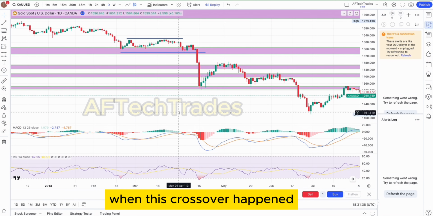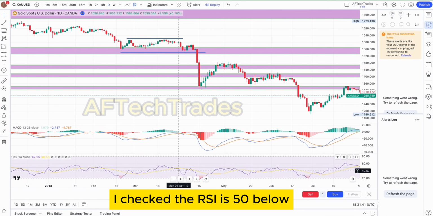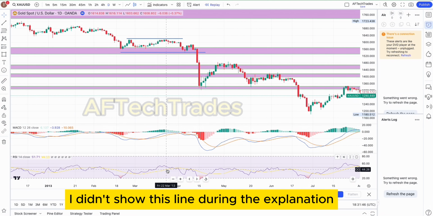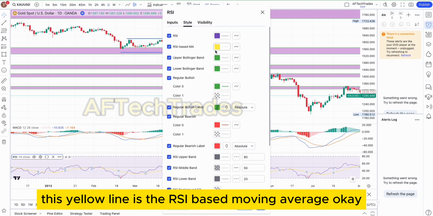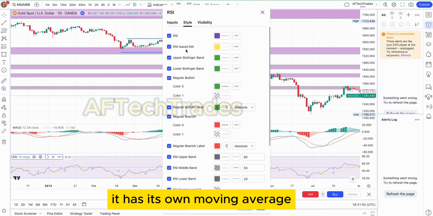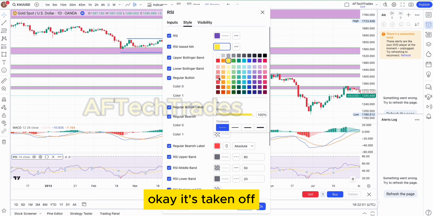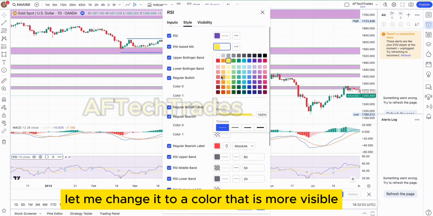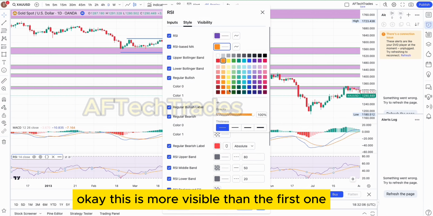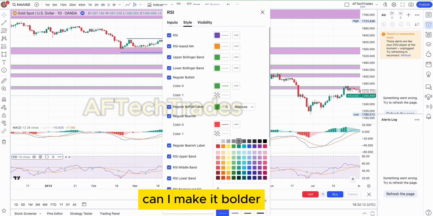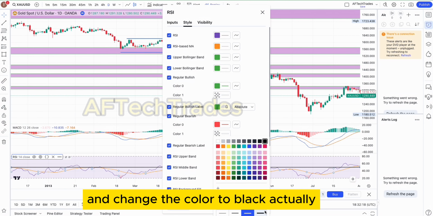When this crossover happened, I checked the RSI is below 50. Then also within the RSI, I didn't show this line during the explanation. This yellow line is the RSI-based moving average. It has its own moving average. The line is not thick enough, so let me change it to a color that is more visible. Okay, this is more visible than the first one. Then the 50 line, can I make it bolder? Let me make it thicker and change the color to black.